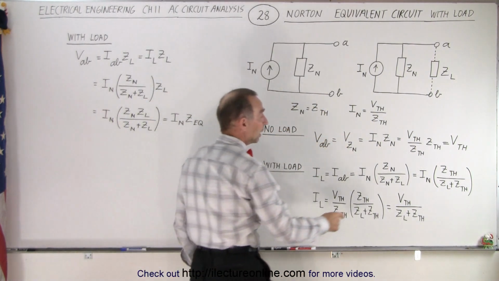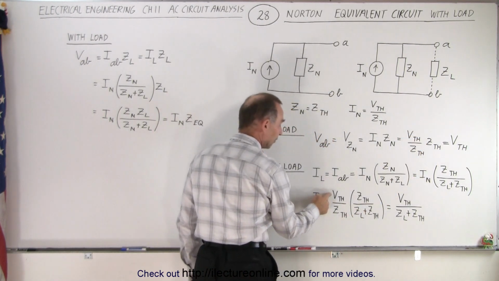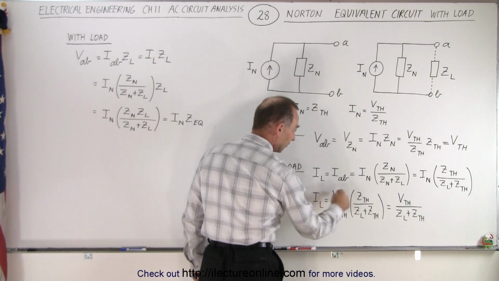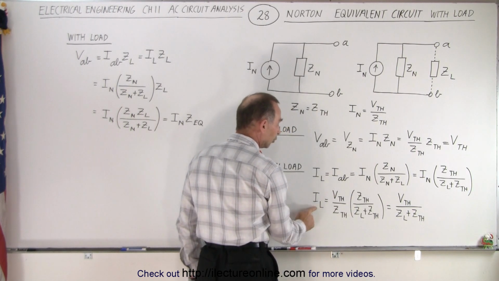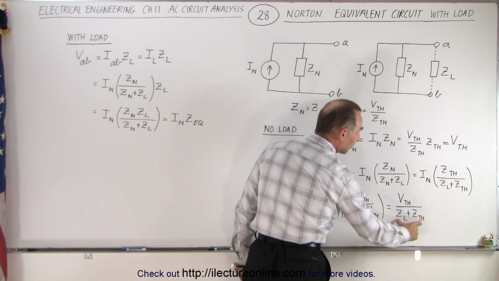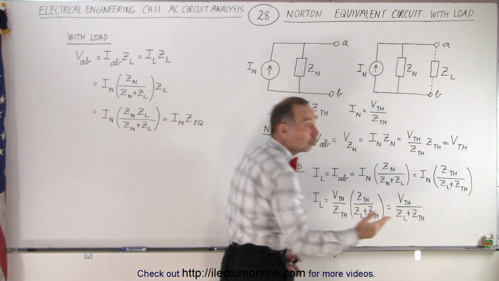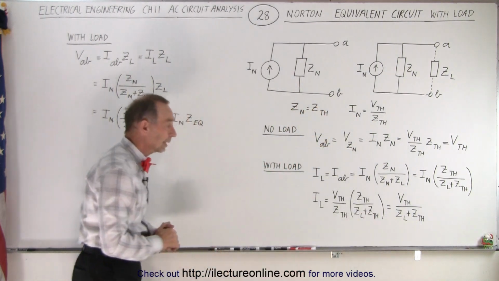Now, since we can replace the Norton current by the Thevenin voltage over the Thevenin impedance, the Thevenin impedance cancels out. So the current through the load is simply the Thevenin voltage divided by the impedance of the load plus the Thevenin impedance, or the Norton impedance. So either way, you can calculate it like that.